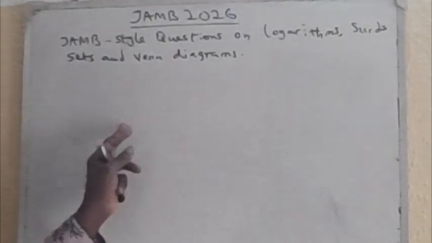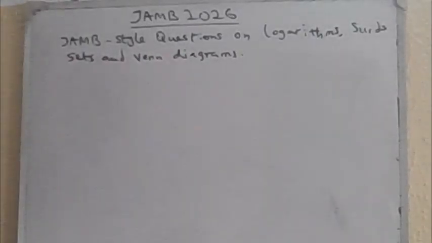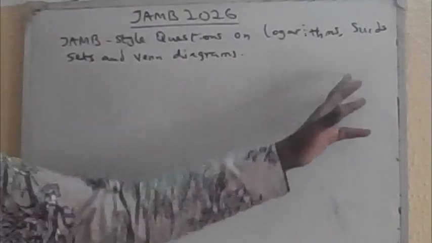So today we'll be looking at JAMB style questions on logarithm, surds, sets, and Venn diagram. We'll be looking at all the questions that have come out in JAMB or JAMB style questions in these topics.